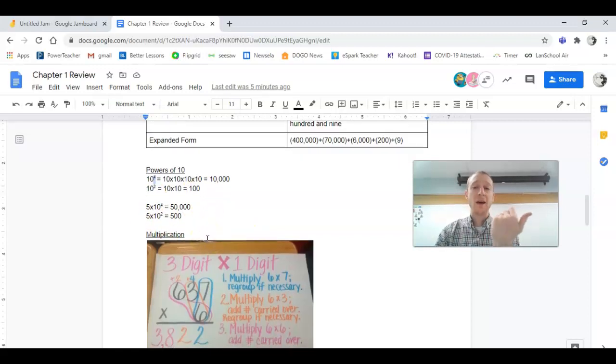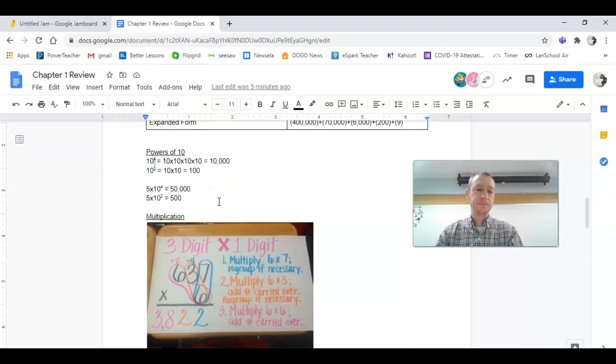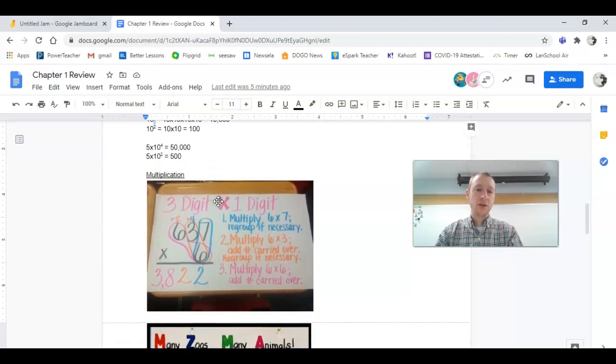10 to the 2nd, we got 2 zeros. Okay, we can also multiply a number to that, right? So 5 times 10 to the 4th would be a 5 with 4 zeros after it. 5 times 10 to the 2nd, a 5 with 2 zeros after it.